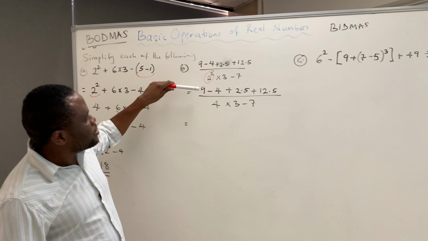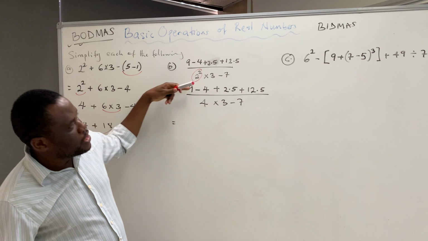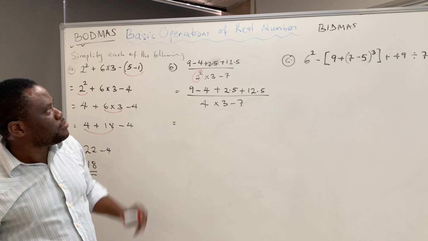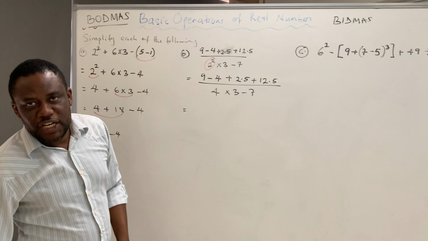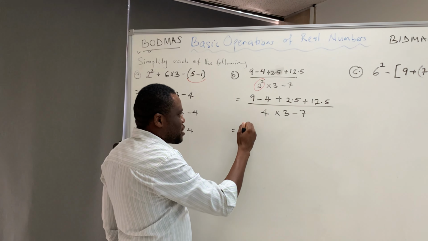Now the next is, we have done this now. Division. Do I have division? Yes. All this one divided by this one. But first, before we can do that, we have to finish the numerator before we divide it. So this is the multiplication. So multiplication is the next. We have multiplication here? No. So I will write this one.